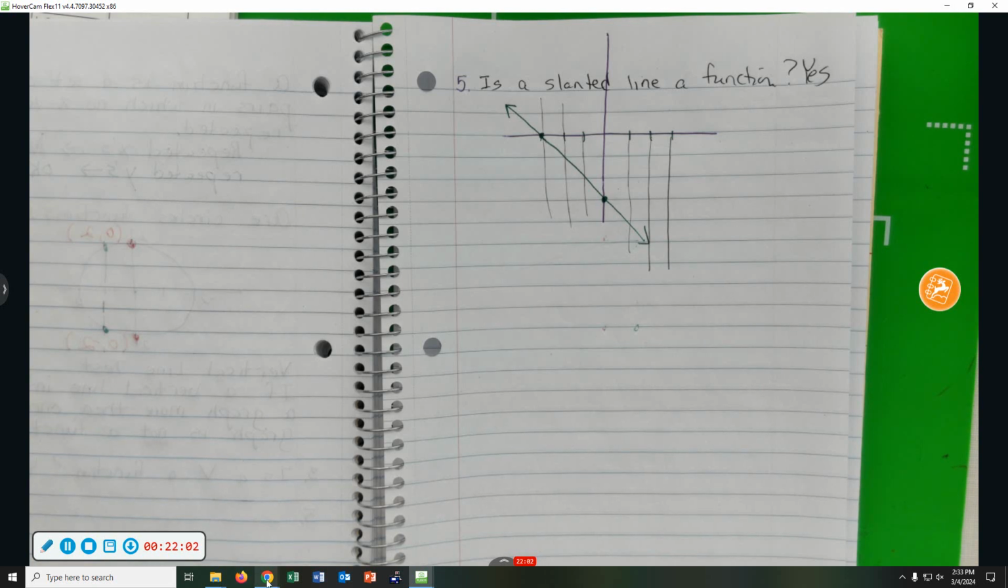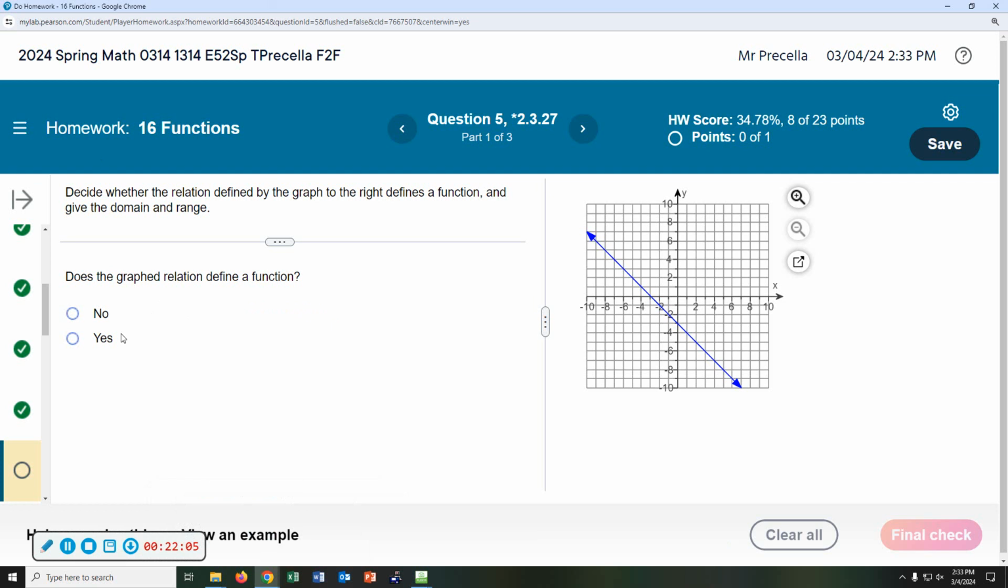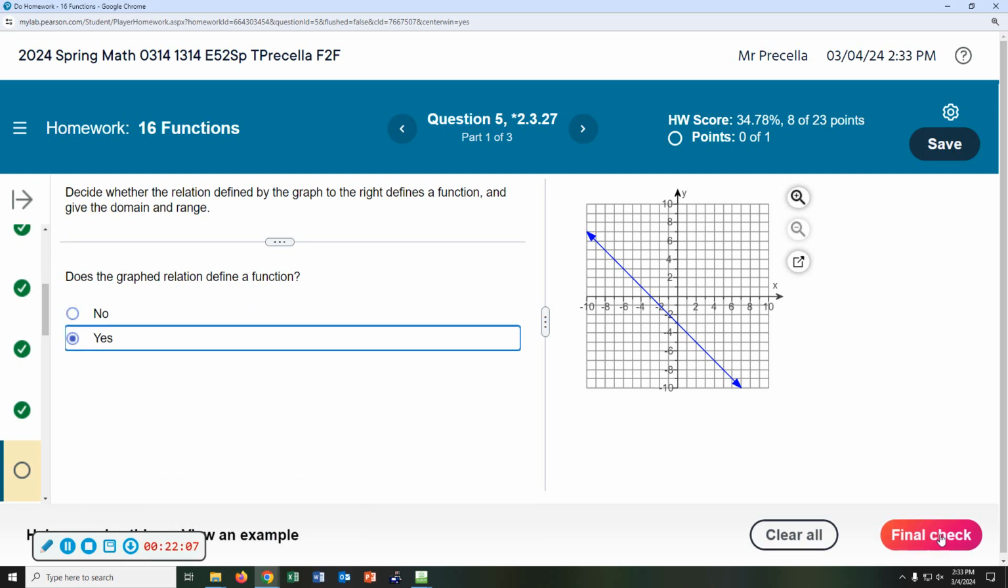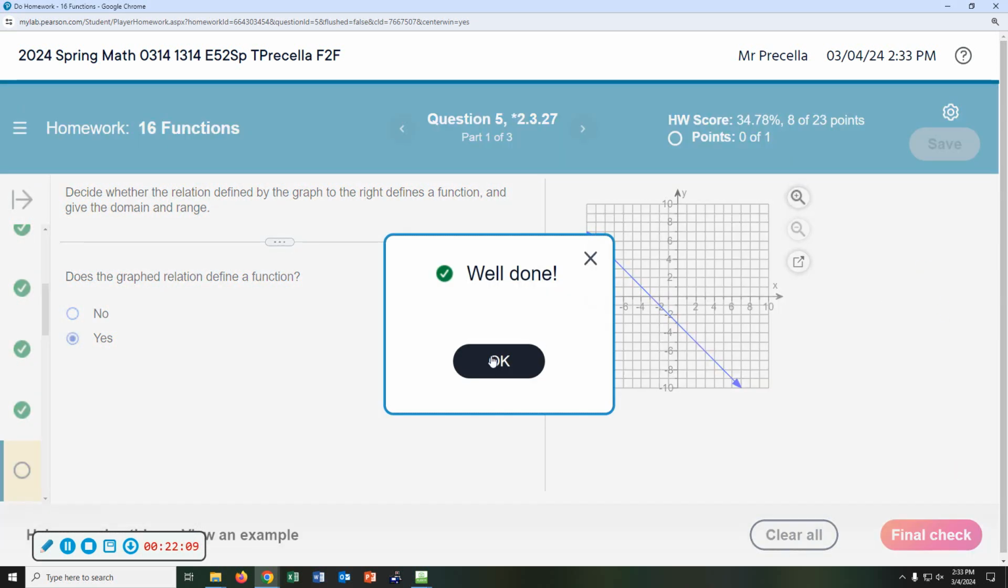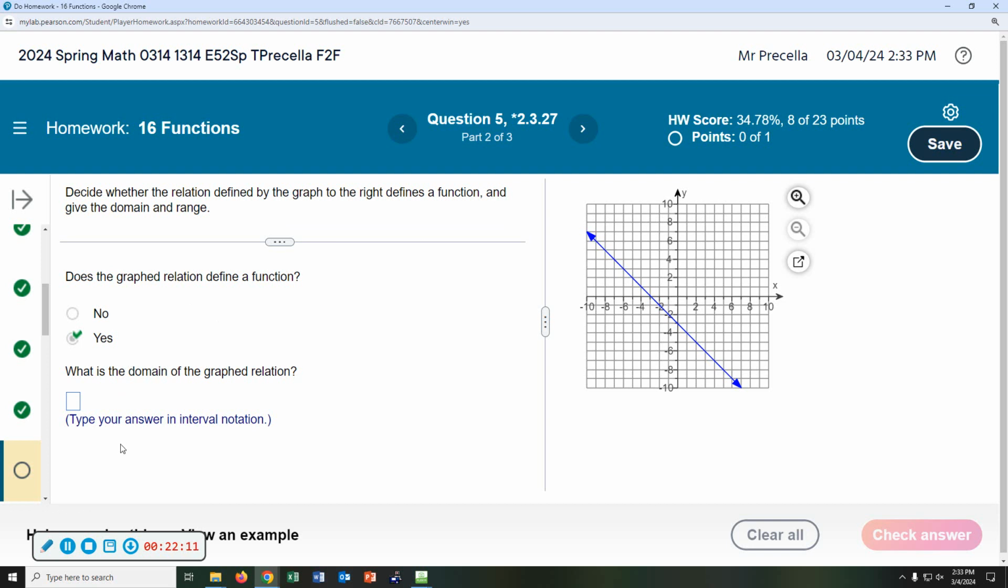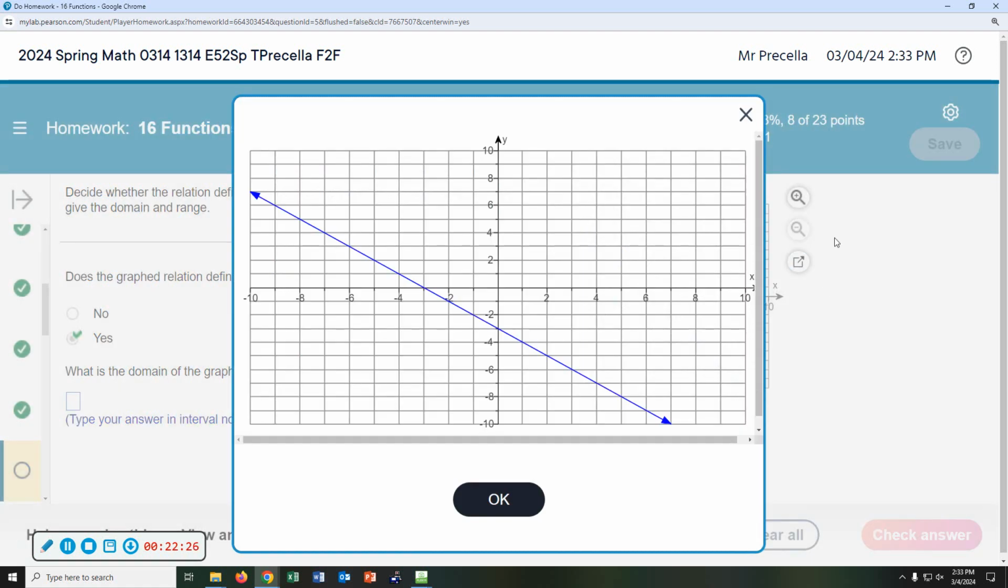And let's see how they want us to write the answer for domain and range. It says, what is the domain? Type your answer in interval notation. It might be best to look at this graph here. Look at, blow it. How about that? Oh, that's good.